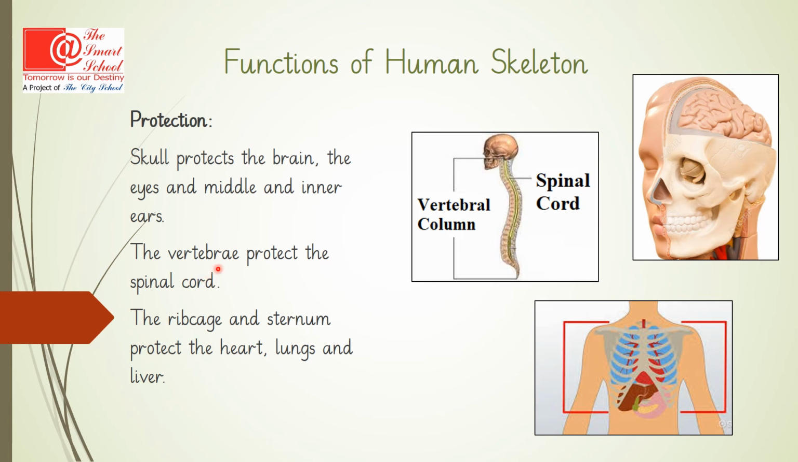The vertebra protect the spinal cord. This is the vertebral column, and inside it this yellow line shows the spinal cord. This vertebral column is protecting the spinal cord. Other internal organs such as the heart, the lungs, and the liver are protected by rib cage and the sternum. These bones are called as rib cage, and this central bone is called as sternum or the chest bone.